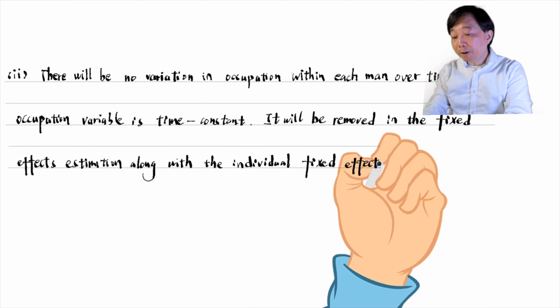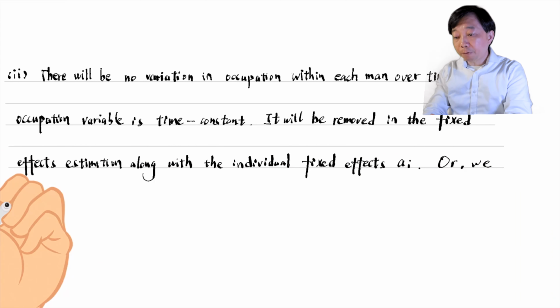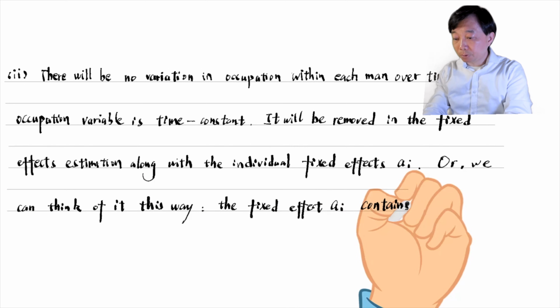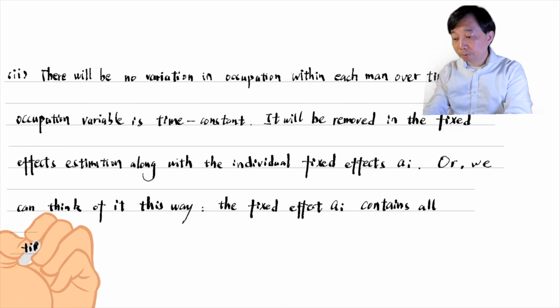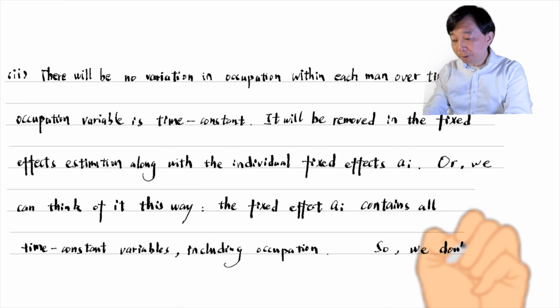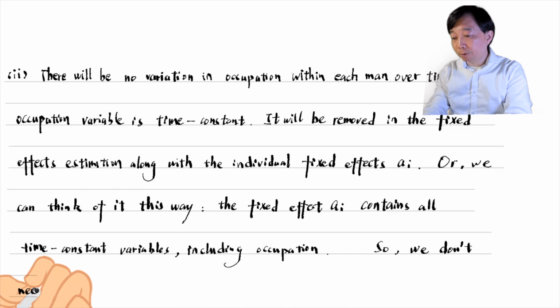Or we can think of it this way. The fixed effect a_i contains all time constant variables, including occupation. So we don't need to include the occupation dummies in a fixed effects estimation.